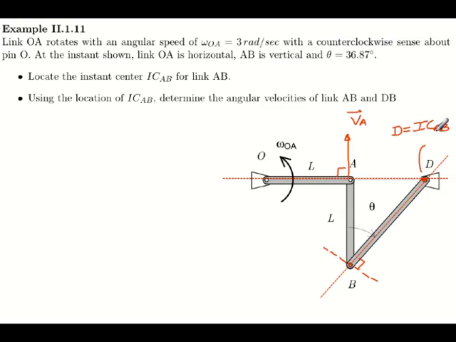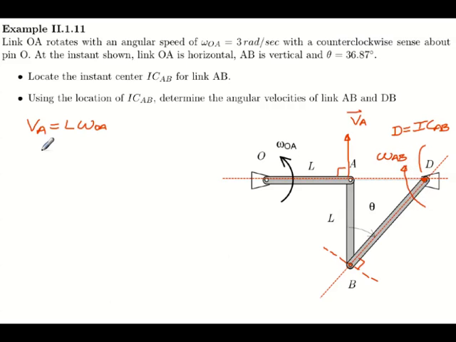Now let's do the quantitative stuff. Let's start back at link OA. Since OA is rotating about O, we know the angular speed of OA. We can say that the speed of A is the length L times omega OA. Okay. Now if we consider A on link AB, AB is rotating about D, and with the way that A moves, we conclude that omega AB is rotating in a clockwise sense about D.